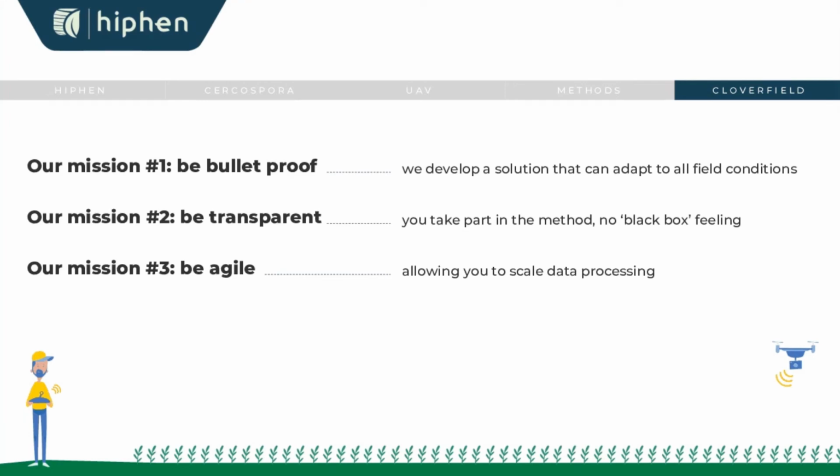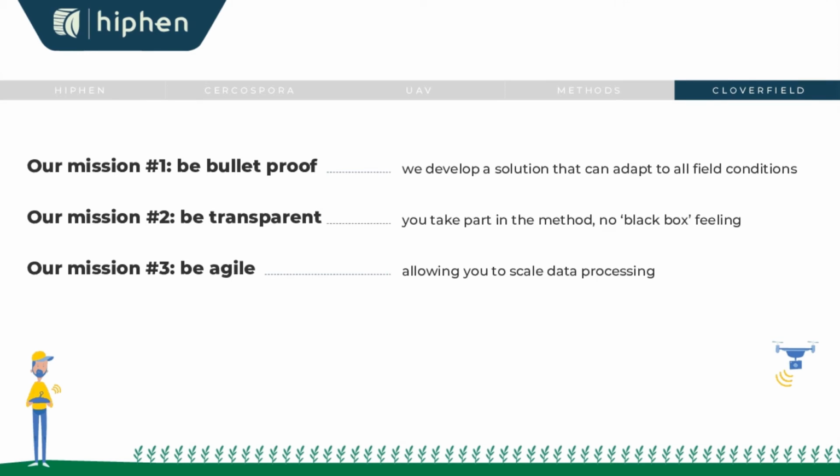So with that, I just wanted to insist on three things that we said last time that make Hiphen really special. The first thing is we try to develop solutions that are bulletproof. What we mean by that is that we really focus on developing a solution that can adapt to different field conditions. We are not fans of solutions that we have to tweak every time we have a new situation or a new set of images coming in on which the algorithm would not work. So we really focus on developing bulletproof solutions, and we try to be transparent.